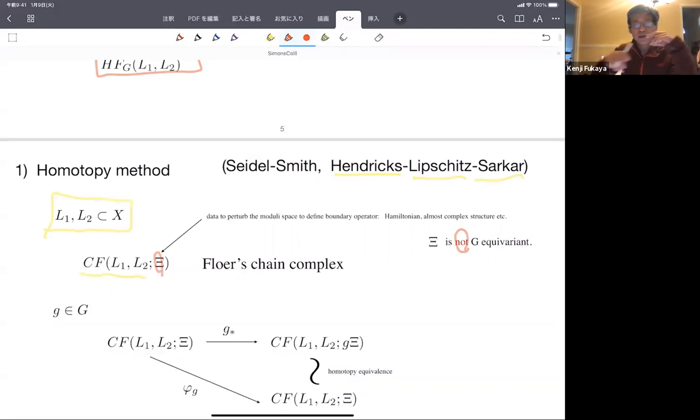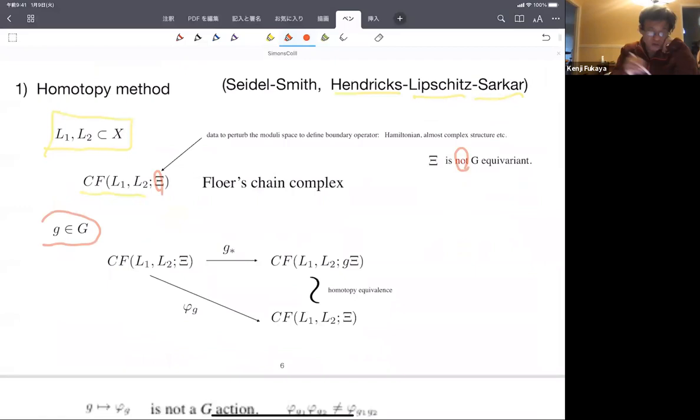Then suppose you have an element g of the group G. I want to send an element of this Fourier chain complex to an element of this Fourier chain complex by the G action. But since C is not G equivariant, this g star is a chain map, but one is the chain complex obtained by C, and the other is the chain complex obtained by g of C. So this is not the same. The domain and the target are not the same.